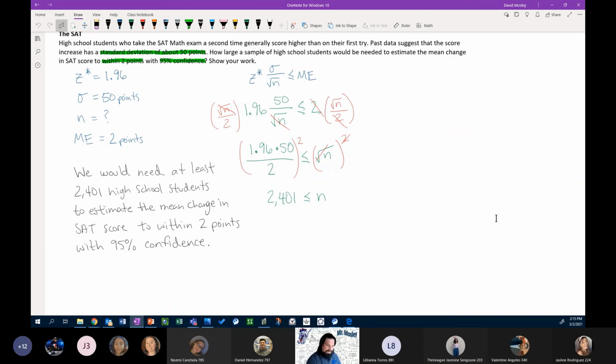And again, I'm writing out these statements to demonstrate that the math itself is only part of the solution. It's not considered a complete answer if all you do is provide n is greater than or equal to 2,401. We need to give a statement at the end and say, this is what this number actually implies. Are there any questions or anything I can clarify?